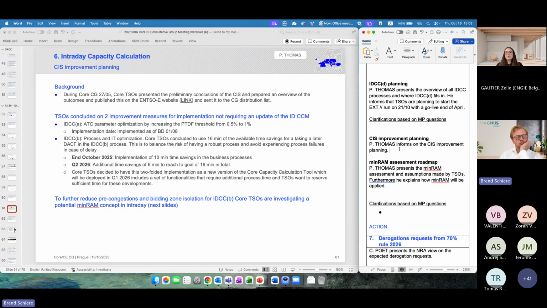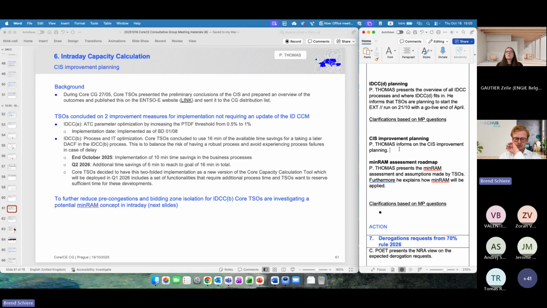For the IDCC-B process, we use a specific grid model, which includes actions that are coordinated among TSOs. And we prefer to use the grid model with more remedial actions. But as you know, there are also some time constraints, and we have to provide capacity at around 10 o'clock or before 10 o'clock in the evening. And the IDCC process itself also takes some time. So we are a little bit limited because of this regarding our choice of the grid model.